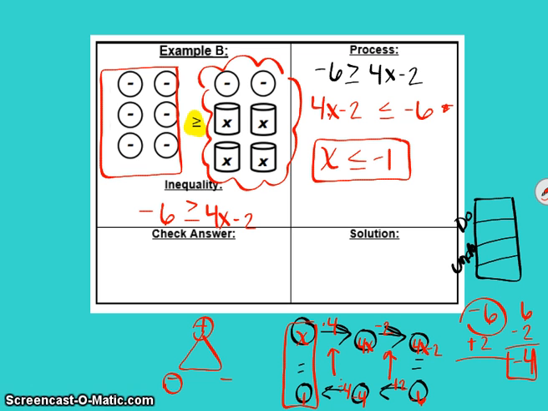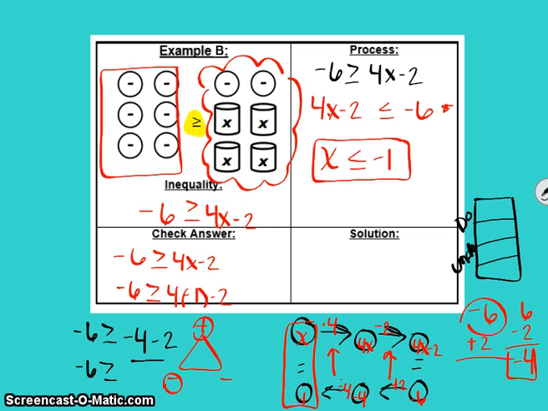And so now I want to check my answer. So I'm going to start with the original equation. Negative 6 is greater than or equal to 4x minus 2. In place of this x, I'm going to put negative 1. So negative 6 is greater than or equal to 4 times negative 1 minus 2. And so all I have to do is, 4 times negative 1 is negative 4, and then minus 2. I'm just bringing the rest of my equation down. So then I have negative 6 is greater than or equal to negative 4 minus 2.